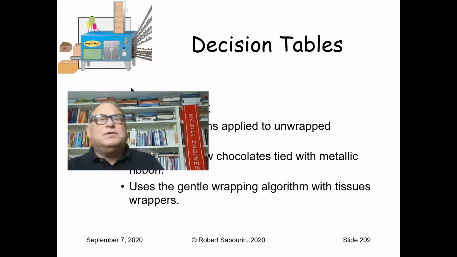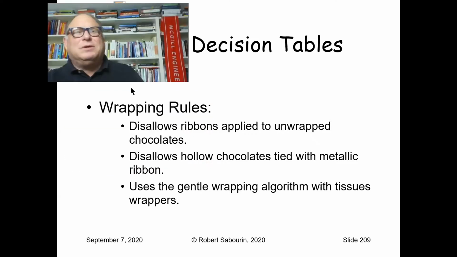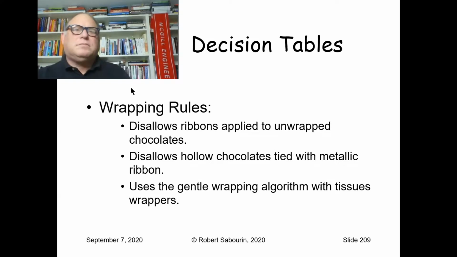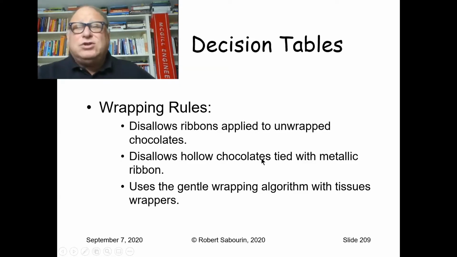So there are certain rules about the Wrap-O-Matic that are built into the requirements of it. We call them the wrapping rules. So one wrapping rule says you're not allowed to apply ribbons to unwrapped chocolates. A ribbon will never touch the chocolate directly. There has to be some sort of paper around the chocolate before you apply a ribbon. You're not allowed to put metal ribbons on hollow chocolates ever. That would crush the hollow chocolate.